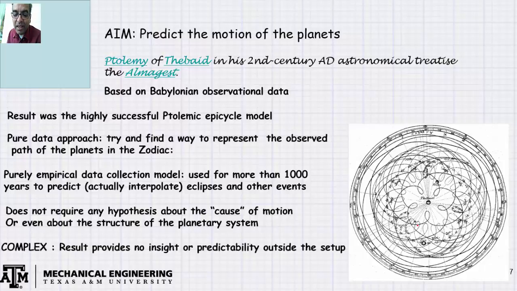So the thing is, the result provides no insight or predictability outside the setup. So if there was a new planet, you couldn't say what it is likely to do, because there was no cause. So you just wrote down whatever it was, and that's what it is, right? It's very efficient as long as you're within the range which you're talking about, and you can see it's extremely complex.